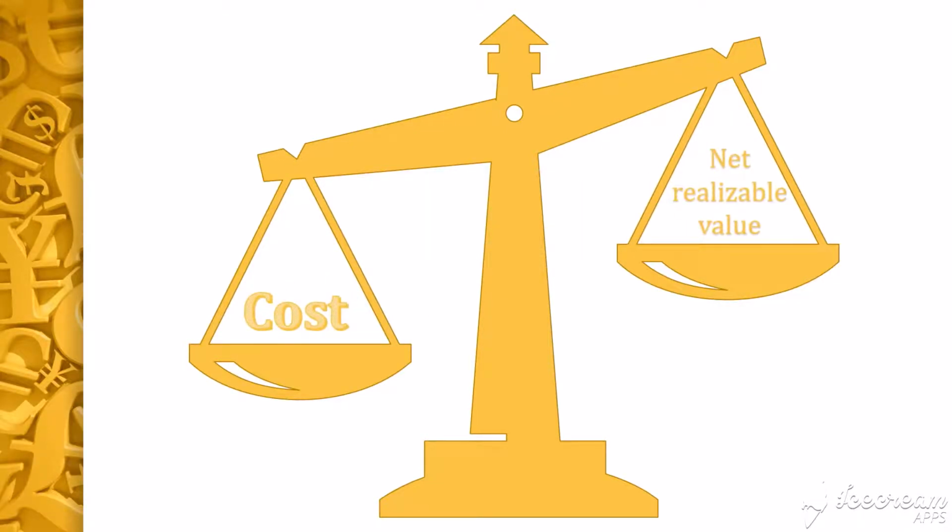It is logical for an entity to sell its inventories above cost to earn a profit. However, what if the inventory could only be sold below cost? For example, the inventory could be damaged or it could be outdated such that it must be sold at a discounted price. If that's the case, the inventory will be valued at the net realizable value.